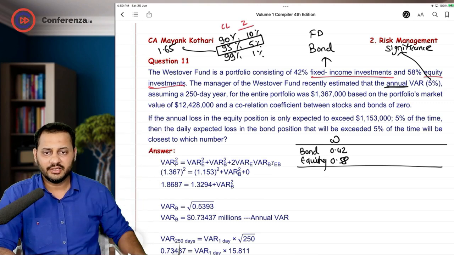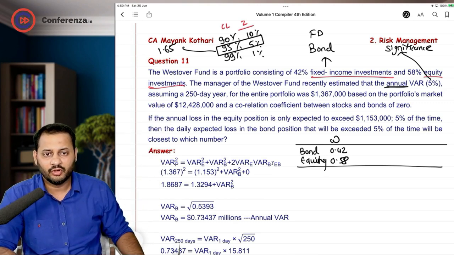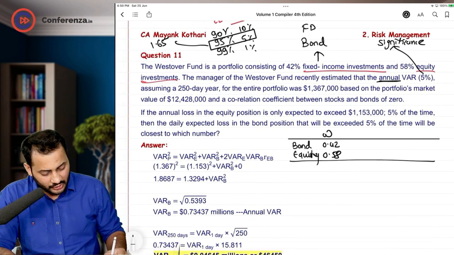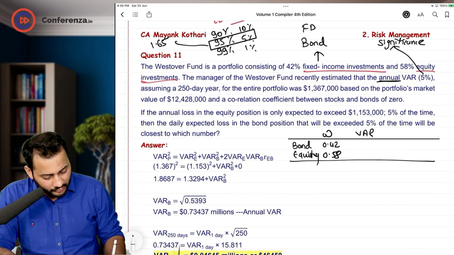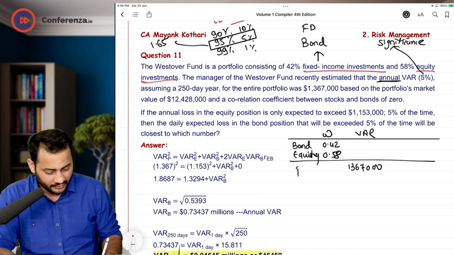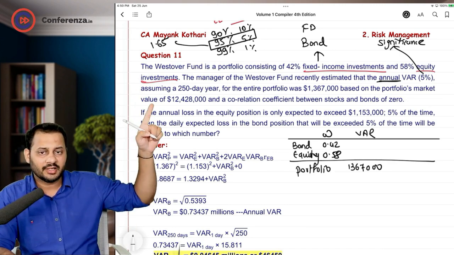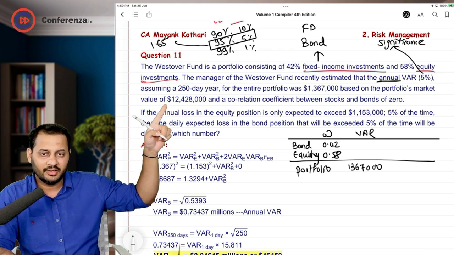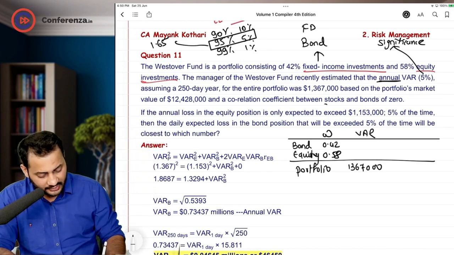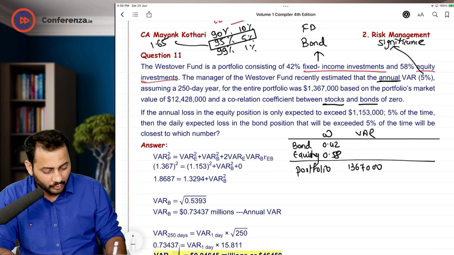Assuming a 250-day year, the VAR for the entire portfolio was 1,367,000. So the VAR of the entire portfolio was 1,367,000. This is the portfolio VAR. Okay. Based on the portfolio's market value of 12,428,000 and a correlation coefficient between the stocks and the bonds. Understand, stock means equity, bonds the fixed income, it is 0. So the correlation coefficient between bond and equity is equal to 0.